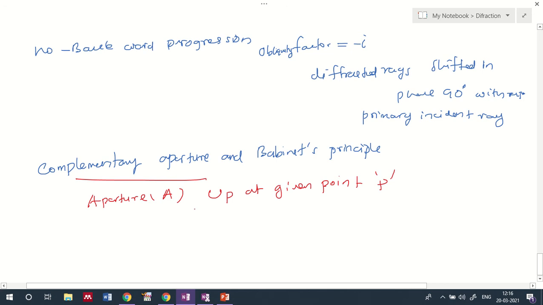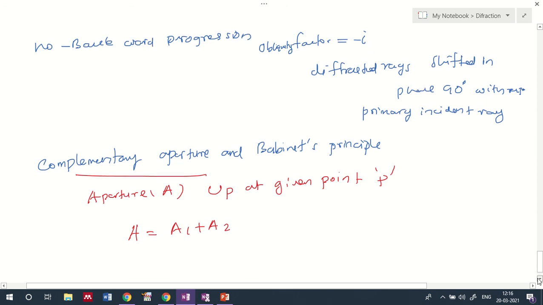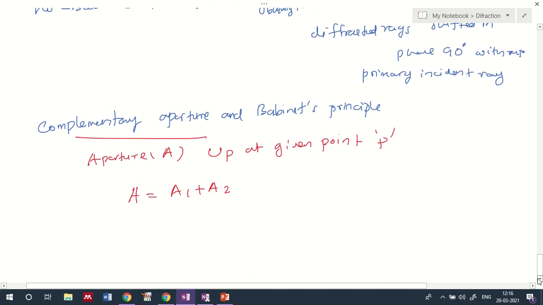Suppose now the aperture is divided into two. So the aperture is divided into A1 plus A2. It's a similar example of a double slit case. We just divided the aperture into two. Then the two apertures A1, A2 are said to be complementary. If you can divide this into two, then we can say that this is a complementary aperture.